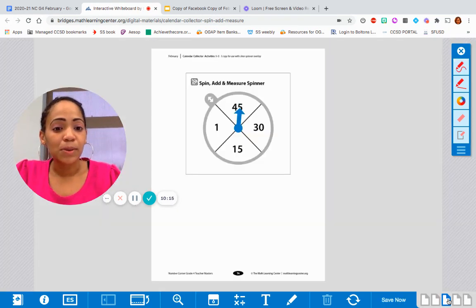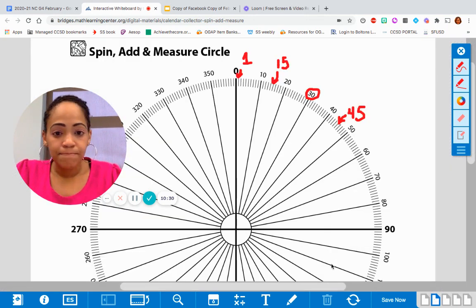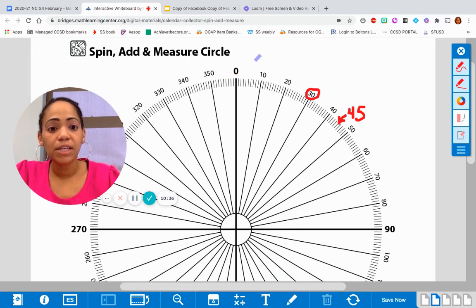So I'm going to go to my spinner page and I'm going to spin. Ready? Here we go. 30. So how many degrees are we collecting for the very first time? 30 degrees. And I am going to show that on my page here. And I'm going to show it like this.